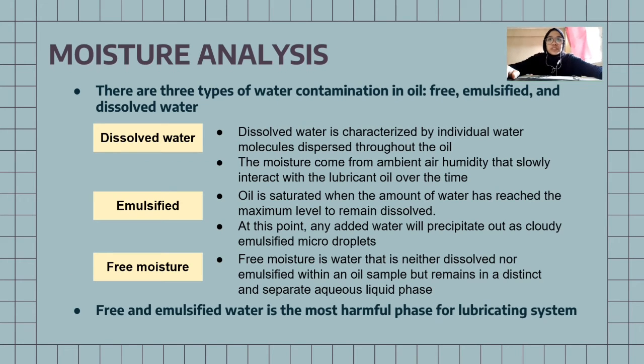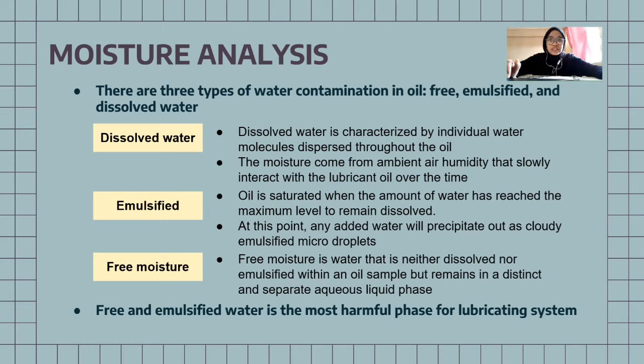So next is moisture analysis. Water content in oil is considered as contamination. This is because water content has potentially devastating effects such as rust, increased wear rate, and loss of additive functionality. So there are three types of water contamination, which are free moisture, emulsified moisture, and also dissolved water.